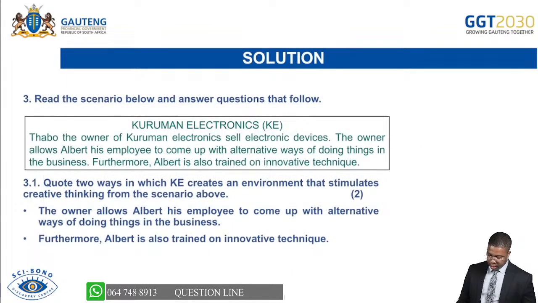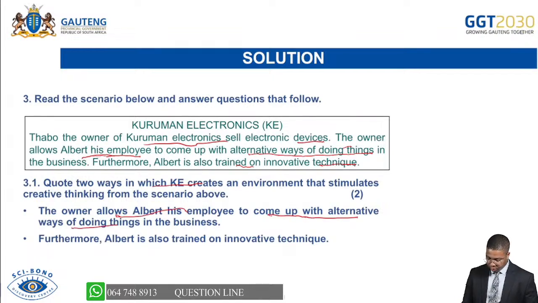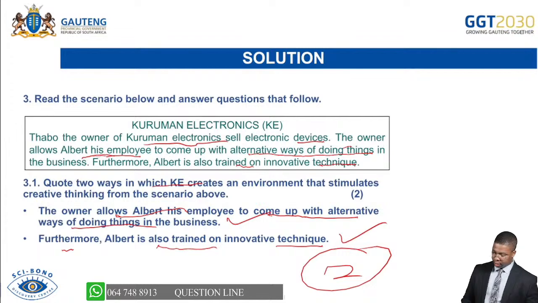This scenario is very clear. We have Kuruman Electronics. The owner of Kuruman Electronics sells electronic devices. The owner allows Albert, who is employed, to come up with alternative ways of doing things. Furthermore, Albert is also trained on innovative techniques. The 2 ways are very clear. The owner allows Albert to come up with what? Alternative ways of doing things. Then furthermore, Albert is also trained on innovative thinking. So that is 1 and 2 marks.